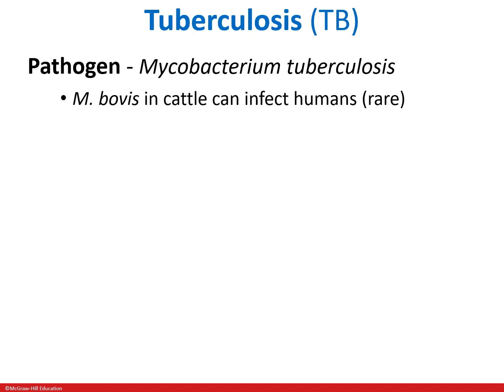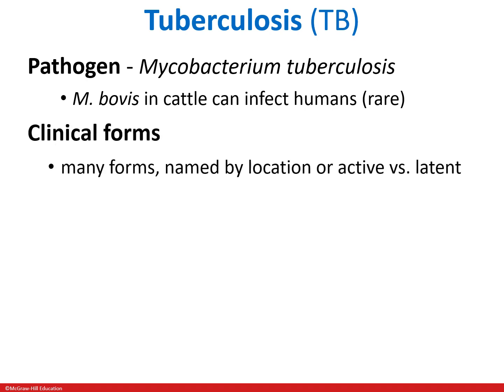Then we have tuberculosis, which most people think of as an ancient disease, but it's actually resurged quite a bit globally. So the organism here is Mycobacterium tuberculosis. Recall this is a sister species to Mycobacterium leprae, which causes leprosy or Hansen's disease. So there is actually a tuberculosis of cattle that can rarely infect humans. Historically, it was a common transmission, but it's not as common anymore. But that one would be Mycobacterium bovis.